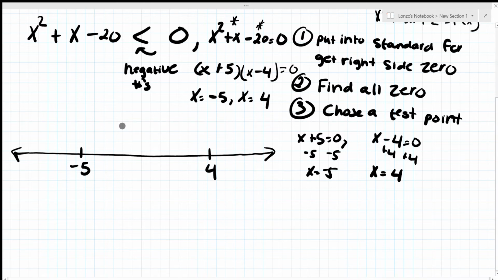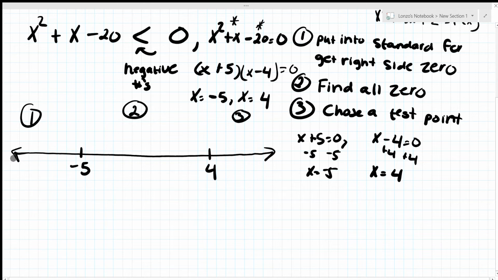In this graph, we actually have three parts. We have this part from negative infinity to -5. That's my first part. And then my second part is from -5 to +4. And then my third part is from 4 to +infinity, right? So now we're going to do a test point.